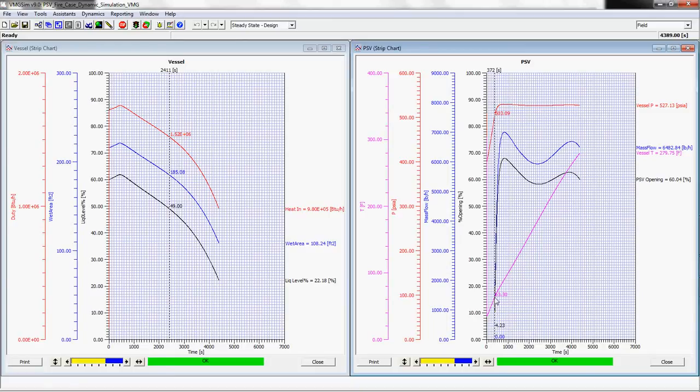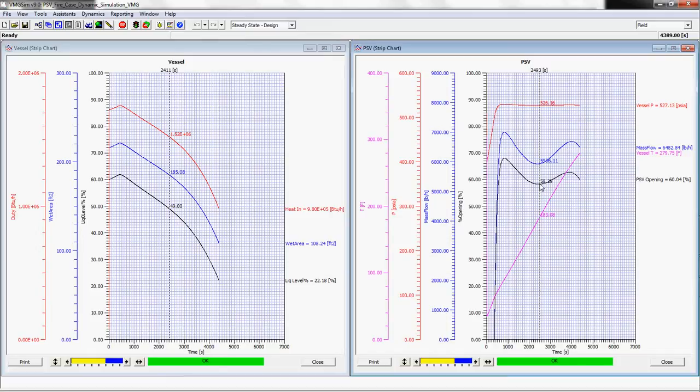In the meanwhile, you see the relieving mass flow rate start to rise pretty quickly. At about 850 seconds, the vessel hits the highest pressure of about 530 psia. In the meantime, the PSV open percentage is at highest as well, about 67%, and the relieving mass flow rate also hits the highest of about 7,000 pounds per hour. After the pressure hits the peak, it starts to decline as expected. At the same time, the relief valve opening and the relief mass flow rate start to decline as well.